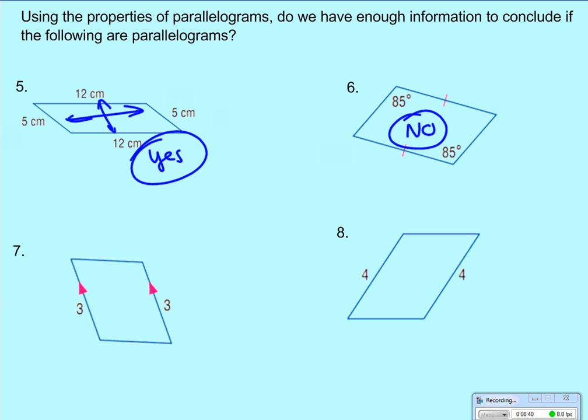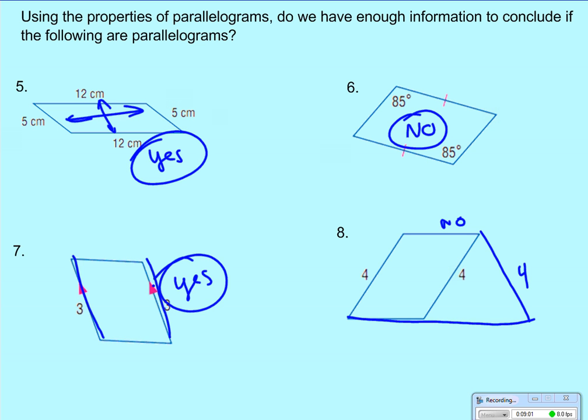Here, for number 3, I've got one set of lines that are parallel and congruent. I'm going to say yes. Here, I've got one set of lines that are congruent to each other, but not necessarily parallel. I'm going to say no. Here's why. Because I could draw one here. That could also be 4. Is that a parallelogram? No, that's a trapezoid. We'll talk about that later.